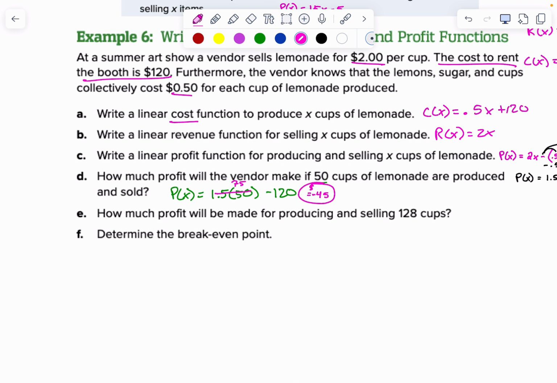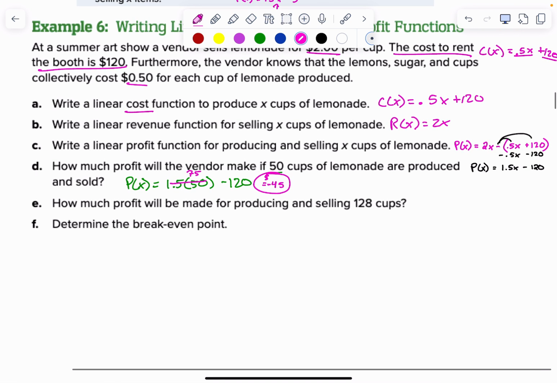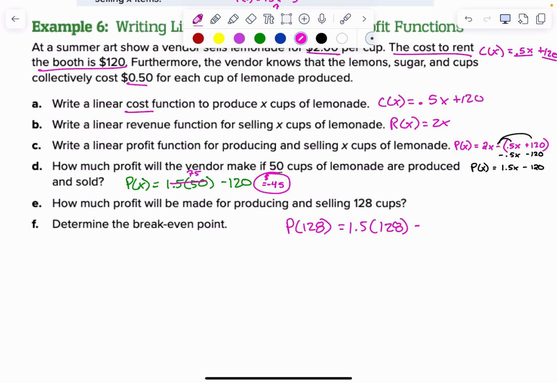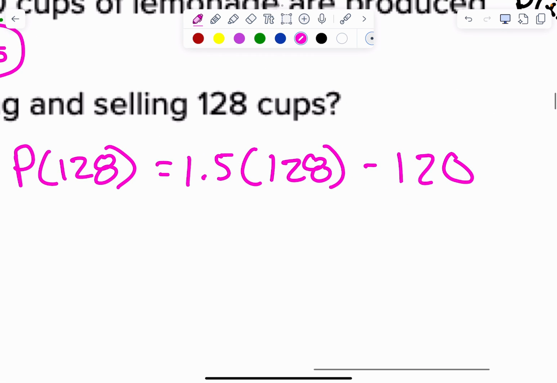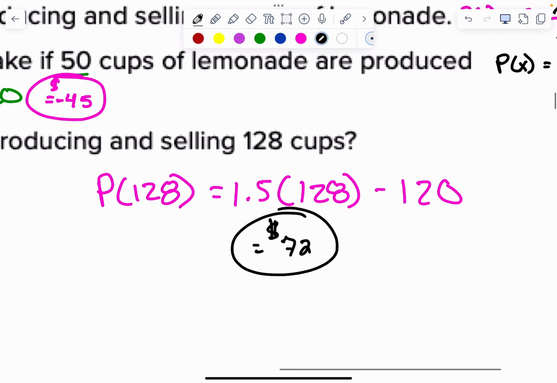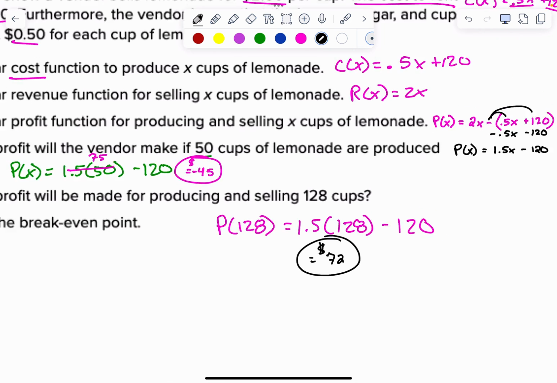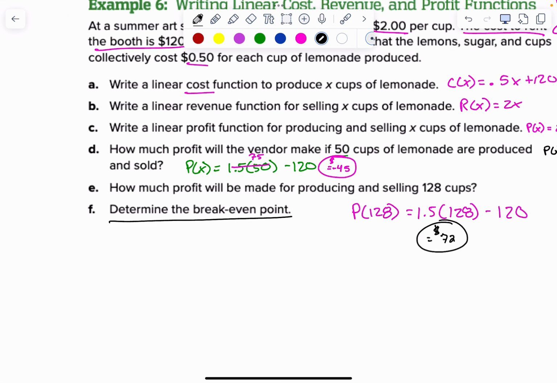How much profit will be made by selling 128 cups? So P of, I should put 128 here. P of 128 is 1.5 times 128 minus 120. 72 bucks? Positive 72 bucks? Yeah. Okay. Hey, we made $72, but that's 128 cups of lemonade. Holy moly.